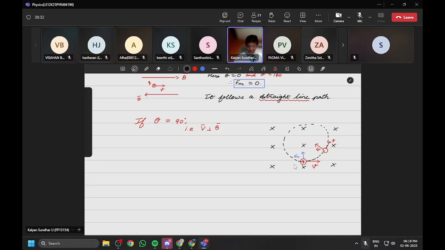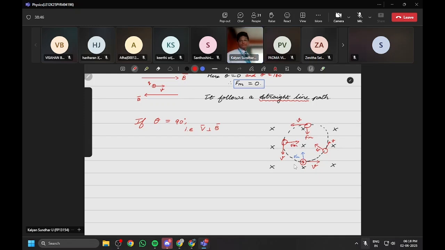And in this entire circular path, the force will be towards the center. When it goes here also, it is towards the center, because the velocity vectors are all tangent to this circle. Correct? So the force will be towards the center. Therefore, your force due to magnetic field will be equal to QVB.